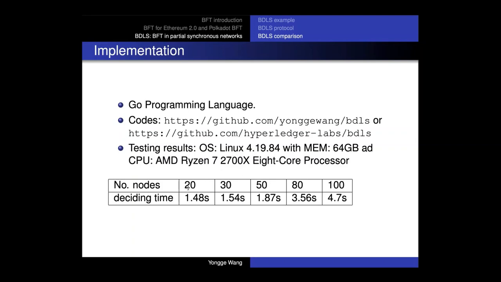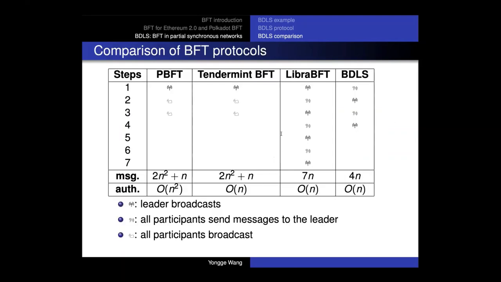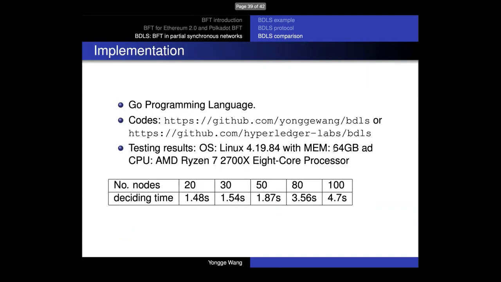We know that if we have 20 nodes, it takes 1.48 seconds to reach agreement. If we have 100 nodes, we need 4.7 seconds to reach agreement. So that's an important comparison. So why pipelining may not work from Libra BFT, whether that's an advantage or not? The reason we found for the 4.7 seconds is that essentially the major cost comes from the signature verification, okay? So it's not really about the BDLS BFT protocol's own delay. The major cost comes from signature verification. No matter which protocol you use, the signature verification has to be done.